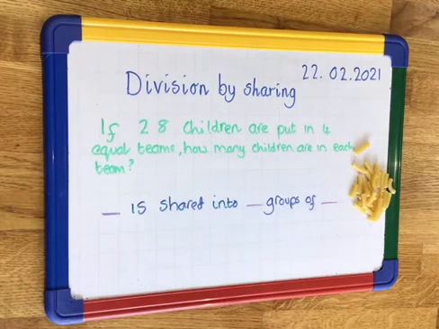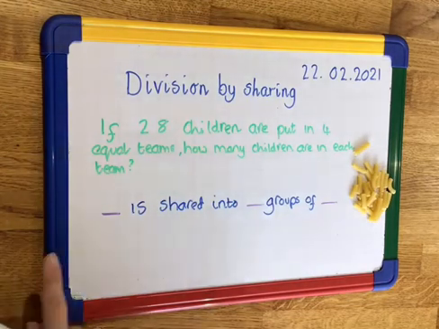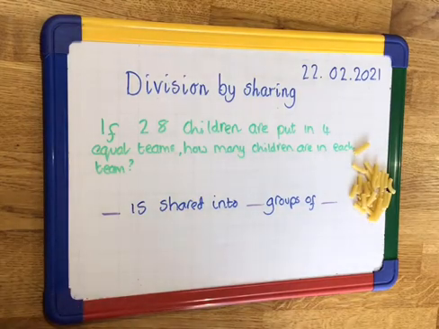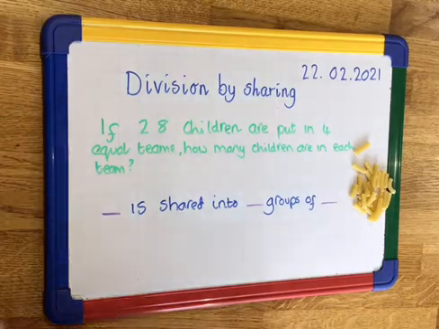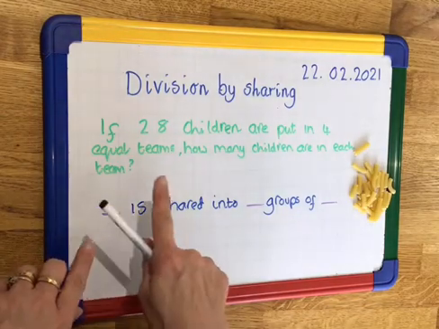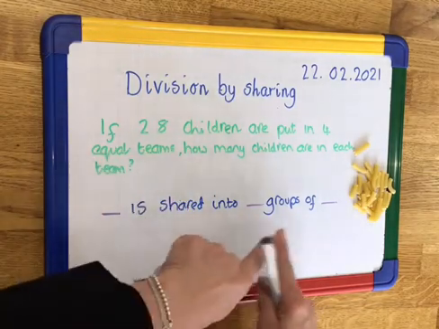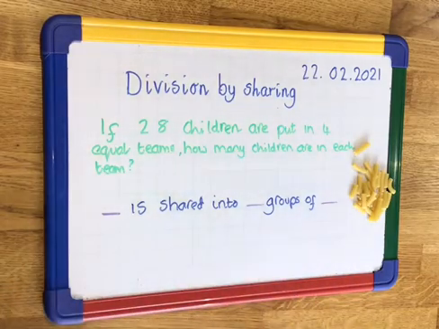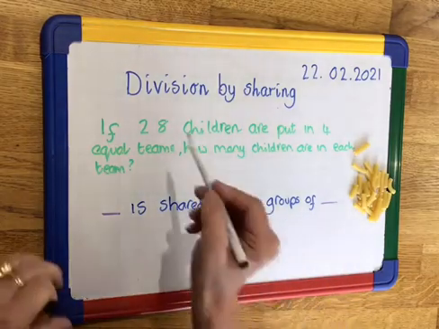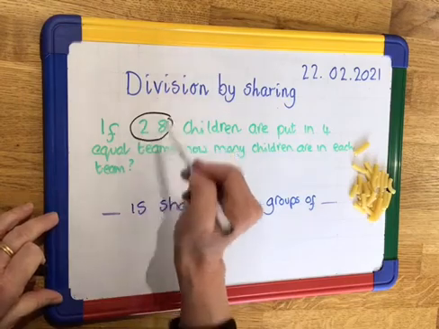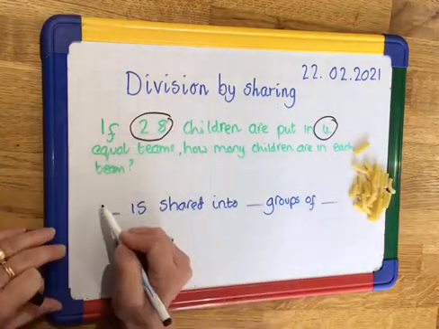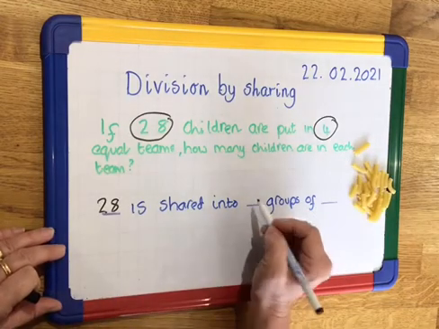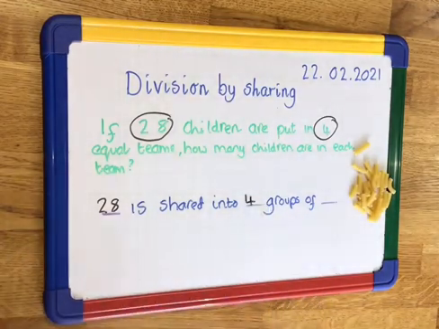So now we're going to take things a step further again. We're going to look at this question. If 28 children are put in 4 equal teams, how many children are in each team? Let's see if I can work that out. So what I'm asking is, if a certain number of children are shared into a certain number of groups, how many are in each group? So let's look at our important numbers. I've got 28 children altogether, and they're put into 4 equal teams. So I've got 28 being shared into 4 teams, so teams, groups.